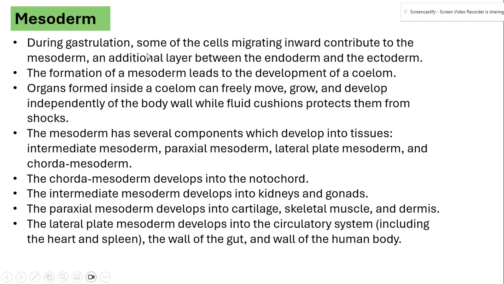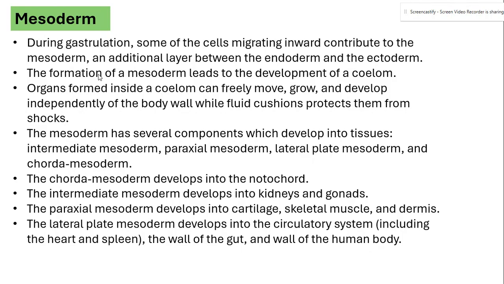Mesoderm: during gastrulation, some of the cells migrating inward contribute to mesoderm, right? So some cells are going inside and they are contributing towards meso, all right? An additional layer between endo and ecto is meso, it's in the middle. Formation of mesoderm leads to the development of the coelom. Organs formed inside a coelom can freely move, grow, and develop independently of the body wall, while fluid cushions and protects them from shocks, right? That's why it's in the middle, it's meso, all right?